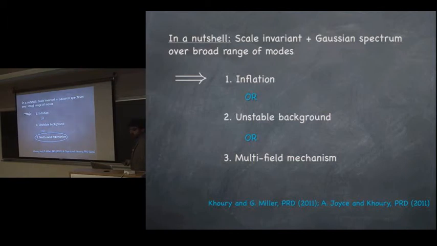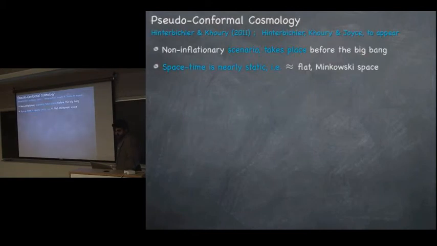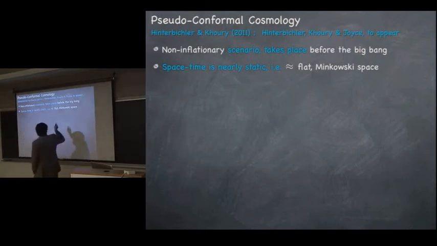Now your reaction might be, oh, you're giving up on economy, right? You're going to start throwing more fields into the story. The claim that I'm going to show is that as long as things are governed by symmetries, then it's okay to consider multi-fields, as long as you're not tuning things to make scale invariance and Gaussianity. So I want to discuss with you an alternative to inflation that we've been working on for the past year, which is called the Pseudo-Conformal universe, which I find quite promising. This is work done with my postdoc Kurt Riegler and also my student Austin Joyce.